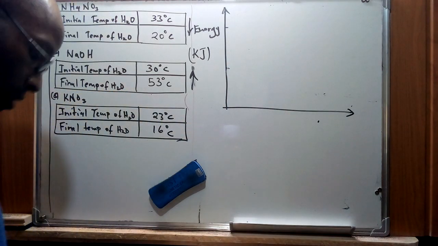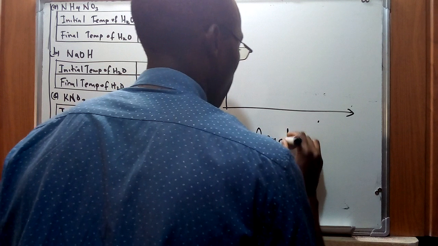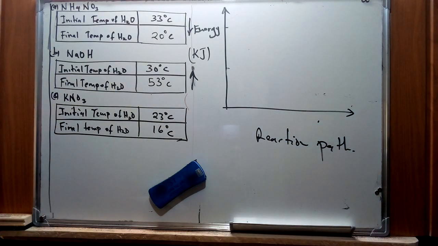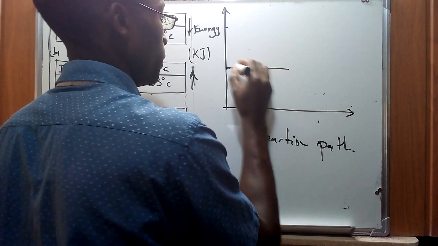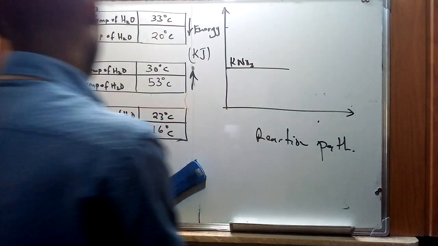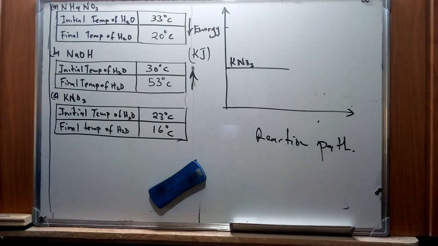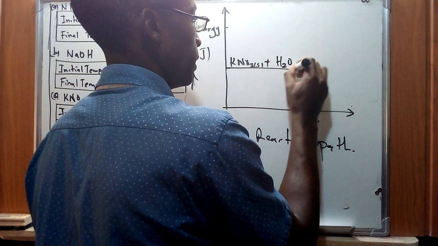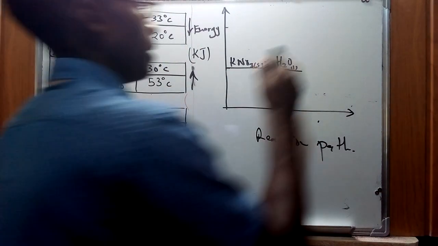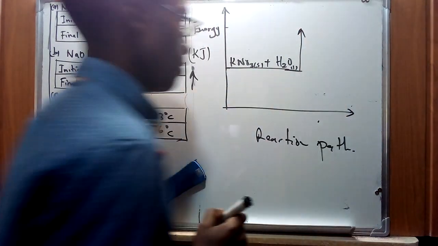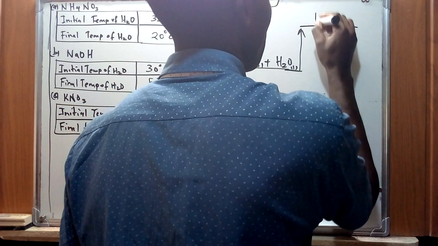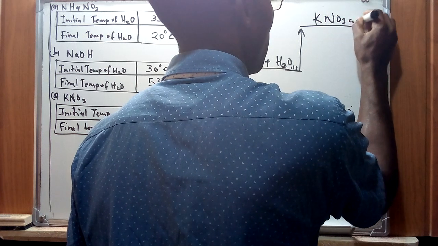So this is the reaction path, and that is against energy in kilojoules. So here we have potassium nitrate. This of course was losing temperature, so therefore it's an exothermic reaction, and we're going to have it, solid, dissolved in water, liquid, taking away heat from the surrounding to the system to form potassium nitrate aqueous.